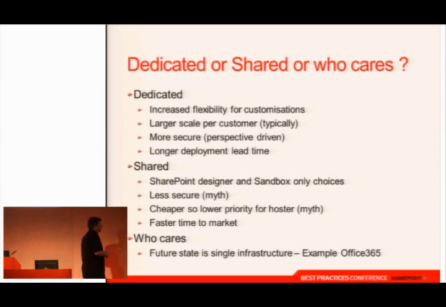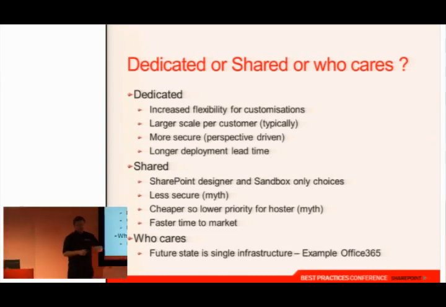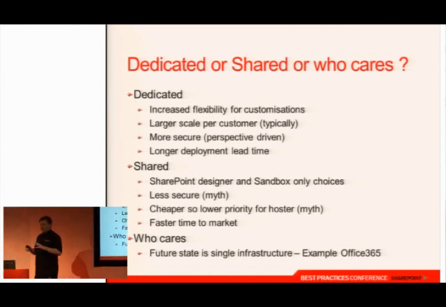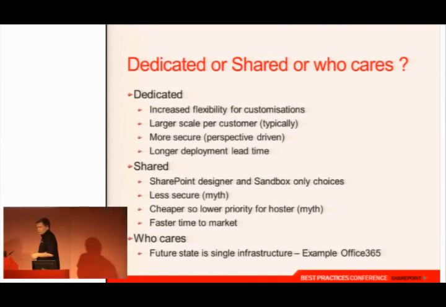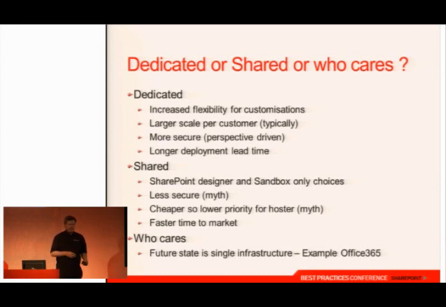Is it less secure? Well, no, not really, because we build on exactly the same technology. So people think about sharing their data and make it less secure. No, it's not true. Is it cheaper? So therefore, the hoster might think lower priority. So in the online space, think about Microsoft online space, SharePoint BPOS S, BPOS D. Yes, BPOS S is cheaper. Is it a lower priority?